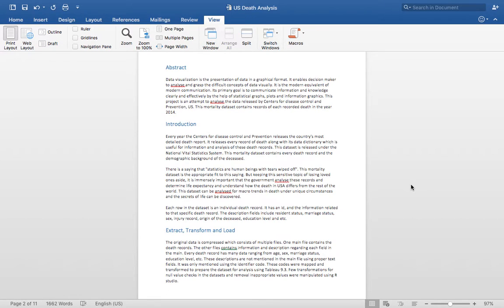Hi, this is the data visualization project presented by Aritra Dattagupta. This project is regarding US data analysis. It got its data from the Centers for Disease Control and Prevention in the United States.